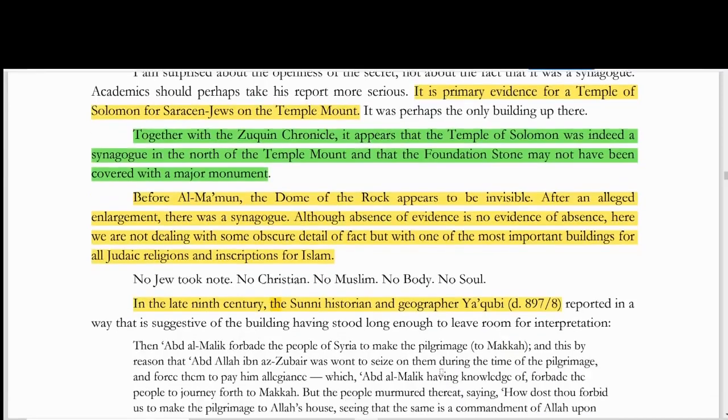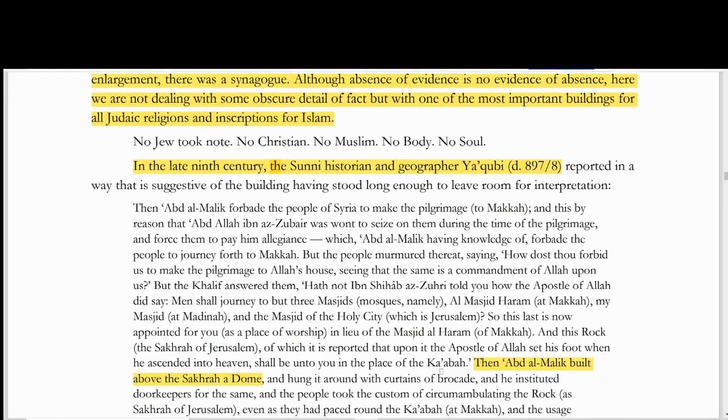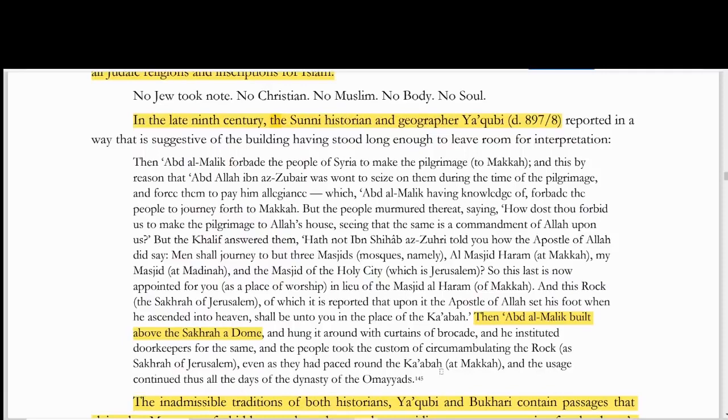Let that sink in. Before Al-Mamun, the Dome of the Rock appears to be invisible. After an alleged enlargement, there was a synagogue. Although absence of evidence is no evidence of absence, here we are not dealing with such obscure detail of fact, but with one of the most important buildings for all Judaic religions and inscriptions for Islam. No Jew took note, no Christian, no Muslim, nobody, not a soul. Very strange. Let's look at the next source.